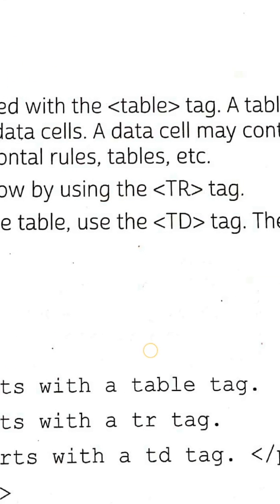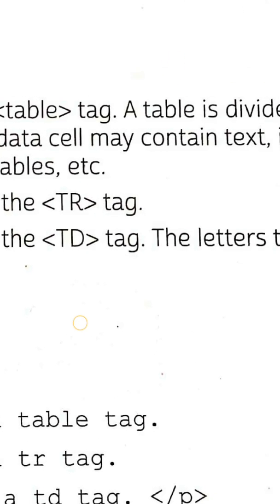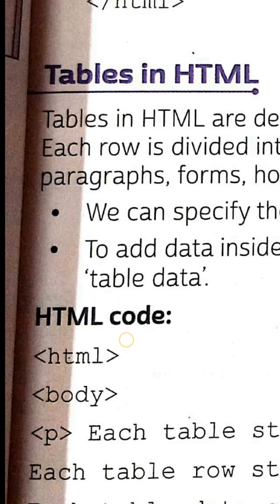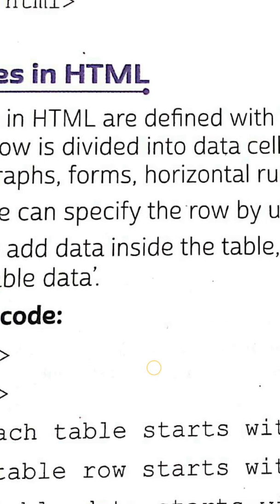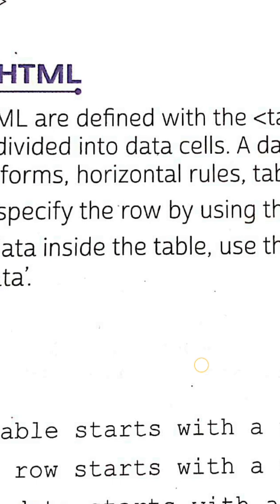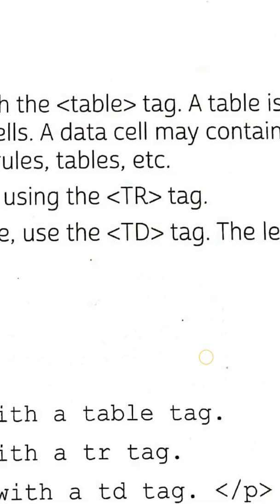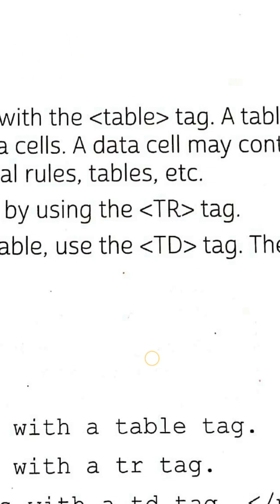If you want to insert a table in your web page, you have to start with which tag? Table tag. A table is divided into rows and columns. Each row is divided into data cells. The row is divided into what? Data cells. A data cell may contain text, image, list, paragraph, forms, horizontal rules, tables, etc.